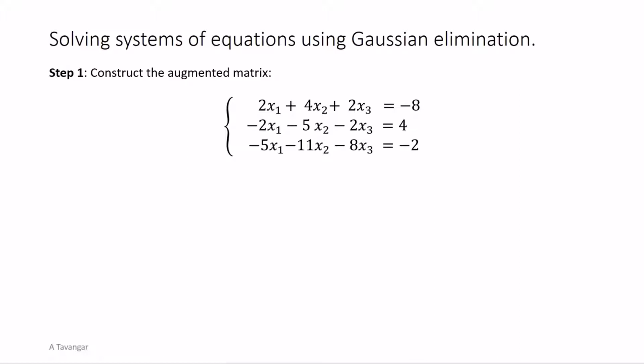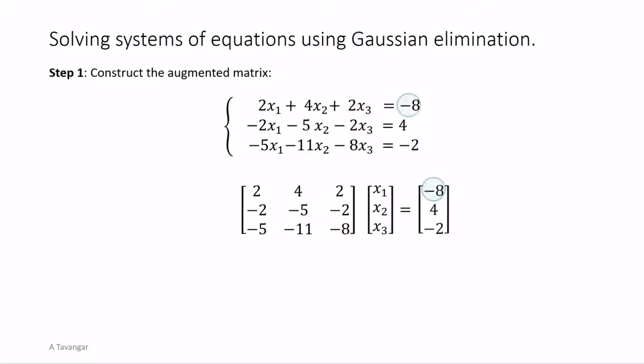To construct such an augmented matrix, create a coefficient matrix from the coefficients of the variables in the system, as well as a constant matrix from the constants on the right-hand side of the equations. Note that the first column contains the coefficients of x1 from each equation, the second column contains the coefficients of x2, and the third column contains the coefficient of x3. On the right-hand side, we will have the matrix of constants of the equations.